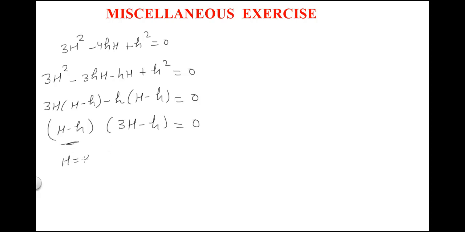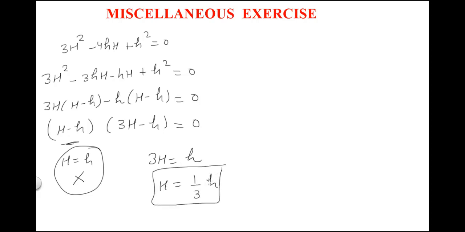So from this, H equals h. This is not possible. The height of the cone cannot be equal to the height of the cylinder. The cylinder is inscribed inside it, so definitely it will be smaller. So this is negligible. 3H is equal to h. So capital H, which is the height of the cylinder, is coming as 1/3 of the height of the cone. That is one thing that we had to prove.